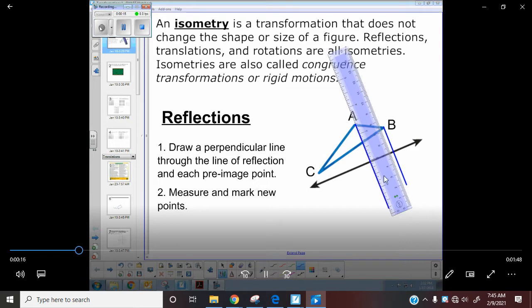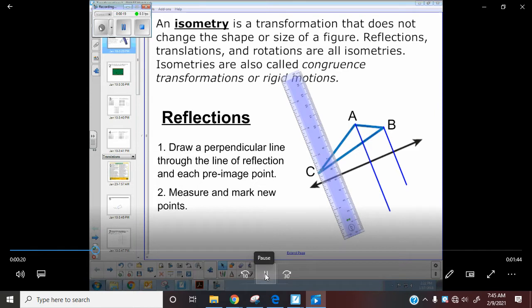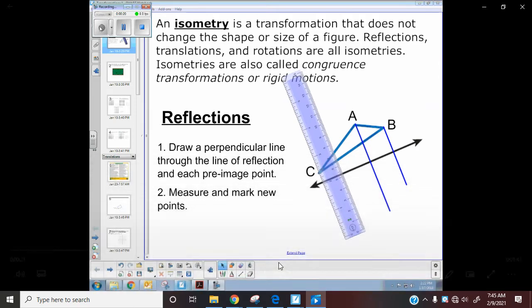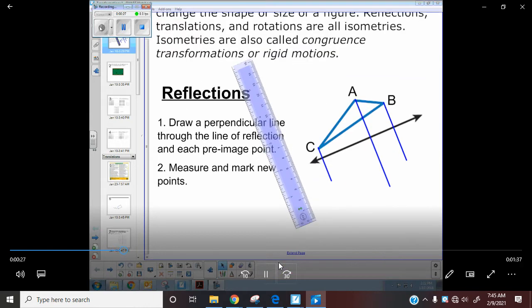And we're going to do that for each one. And if you notice, that big line lines up with that reflection line each time. Okay, all of these lines will also appear parallel to one another. Another way to look at this is you also want to make sure that those appear to be 90-degree angles, which they are. So you're going to go ahead and draw those perpendicular lines through the line of reflection and through each pre-image point. And then you're going to go on to step number 2.